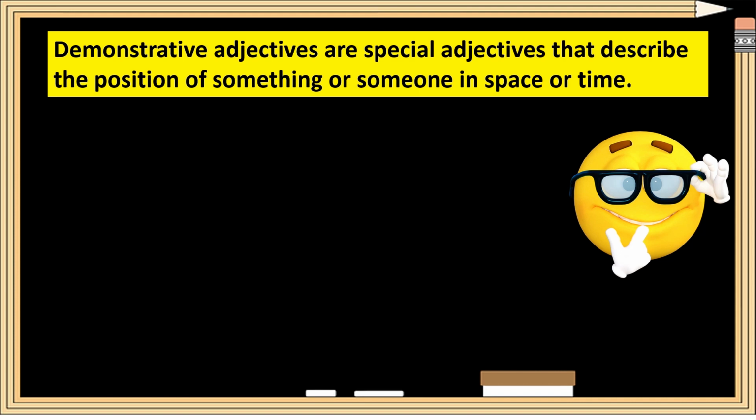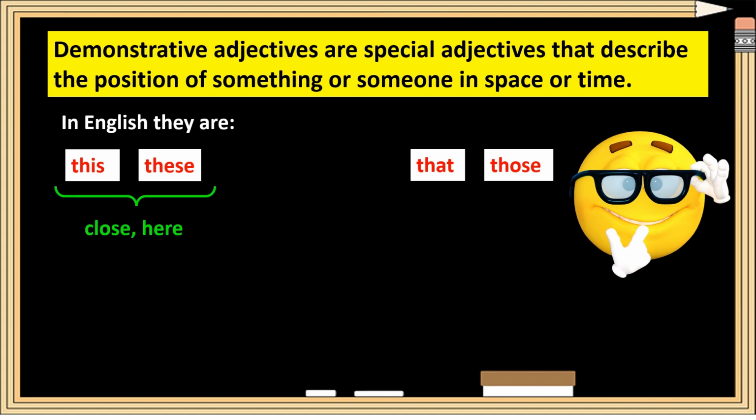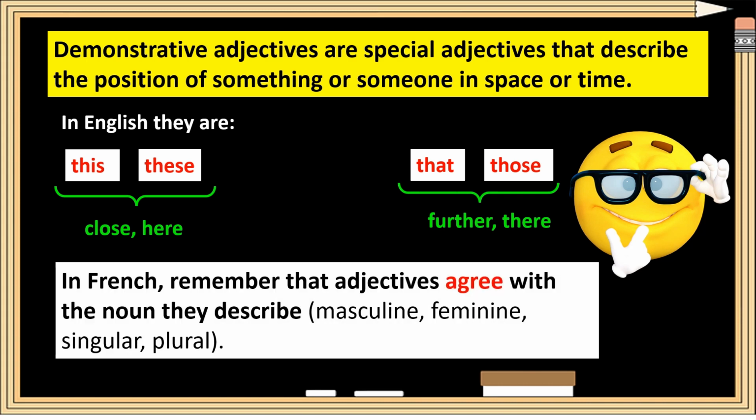If we look at the English, all it is, is this and these, or that and those, with the difference that this and these is referring to something a bit closer to me, and that and those something a bit further from me. One last thing to remember is that in French, adjectives agree with the noun that they describe. So masculine, feminine, singular, plural.